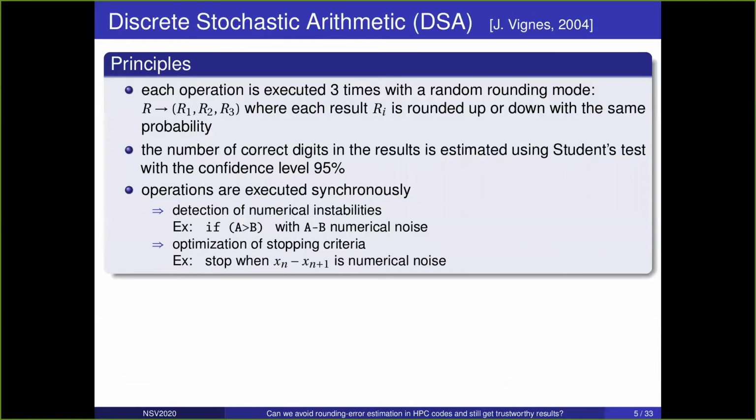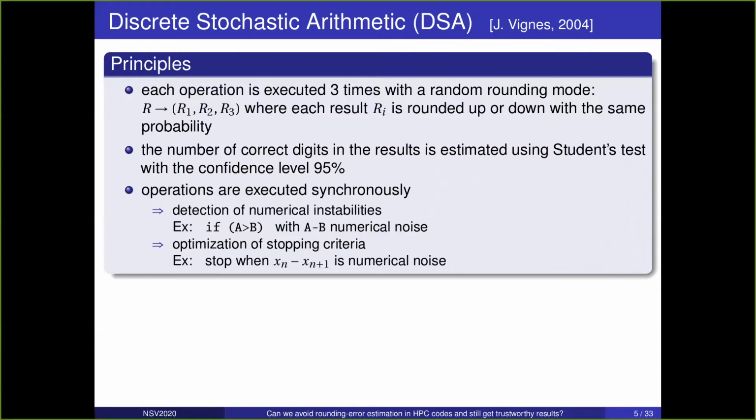One of these probabilistic methods is discrete stochastic arithmetic. So with DSA, each arithmetic operation is performed 3 times with a random rounding mode. So we don't get one result R, but 3 results, where each one is rounded up or down with the same probability. And the number of correct digits in the results is estimated using Student's test with the confidence level 95%.